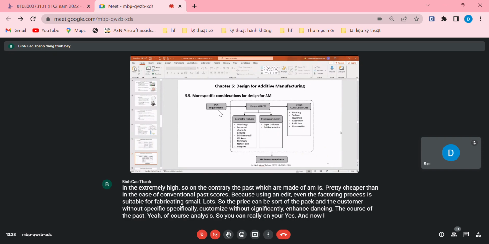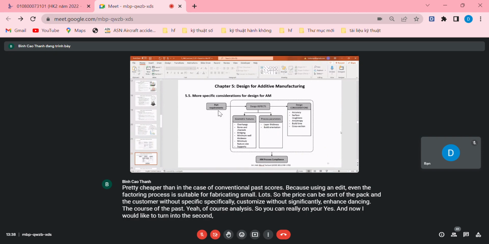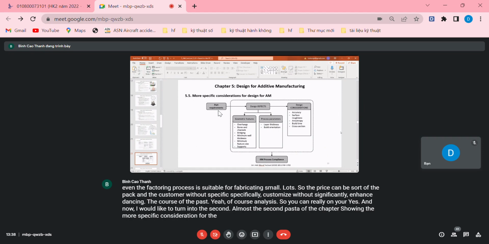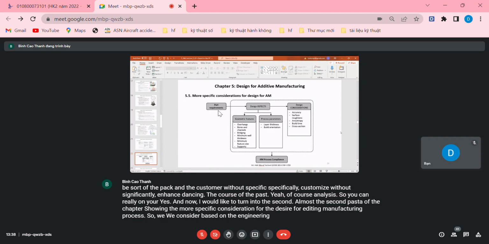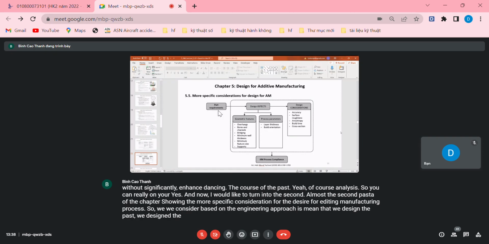And now I would like to turn to the second part of the chapter, showing more specific considerations for the design for additive manufacturing process. We consider this based on the engineering approach. It means that we design the parts based on the requirements during the operational phase.